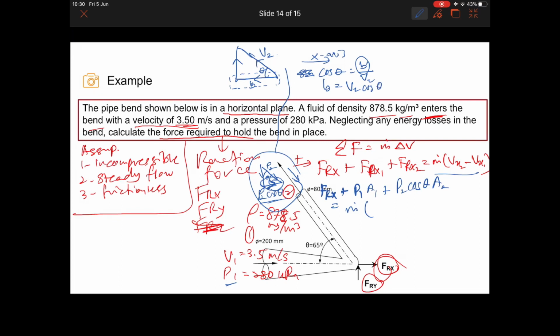So is it positive or negative? Look at the direction, it's negative. It's opposite. Our positive is in this direction, so it's negative. So carefully put a minus, Vx2 cos theta, minus Vx1. Why is it minus? Definitely because this one is positive, Vx1.